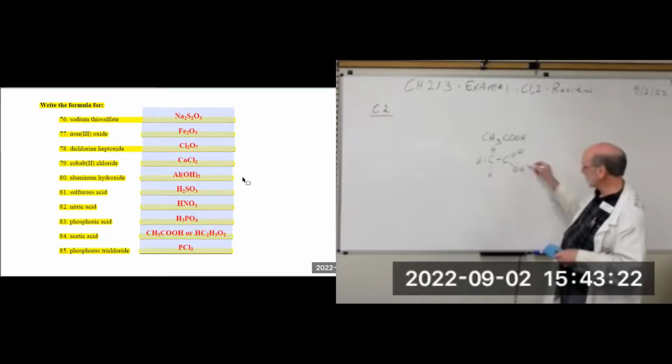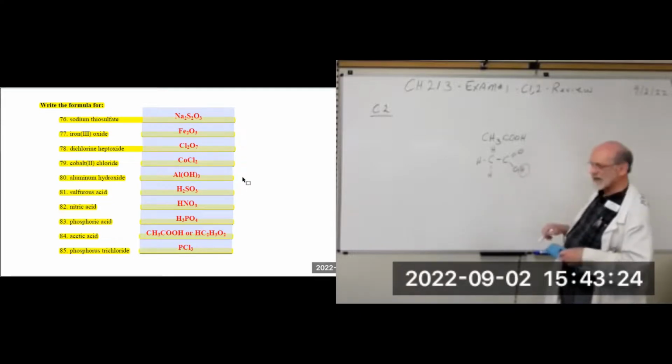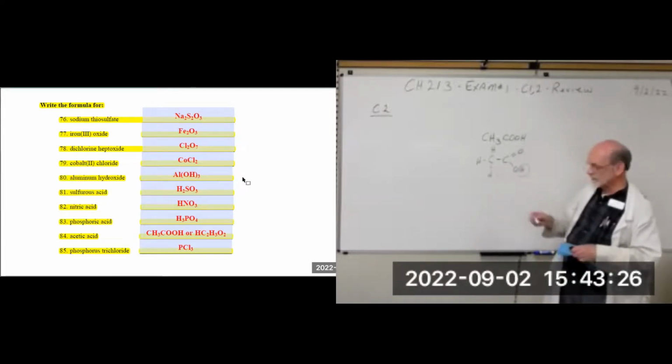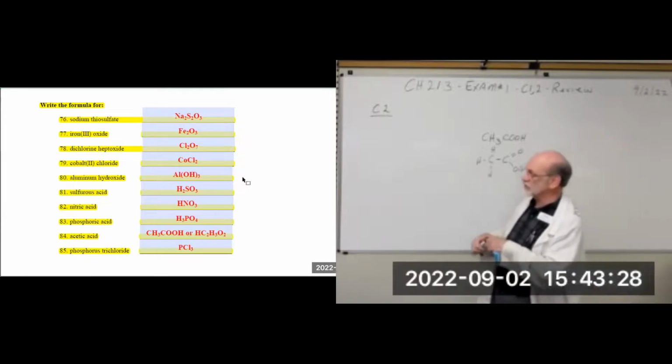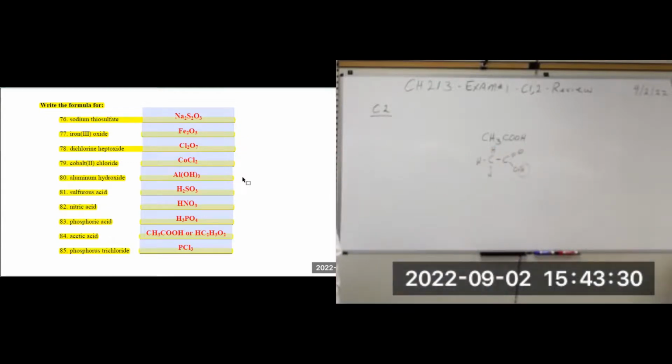But that tells you that this one is the acidic hydrogen, not these 3. So those 3 hydrogens are located right here. And the one that's attached to the hydroxyl down there, that's this one.